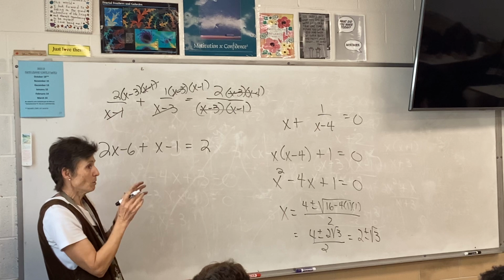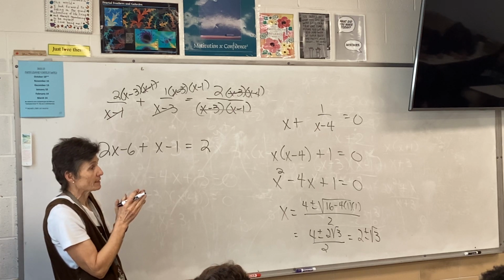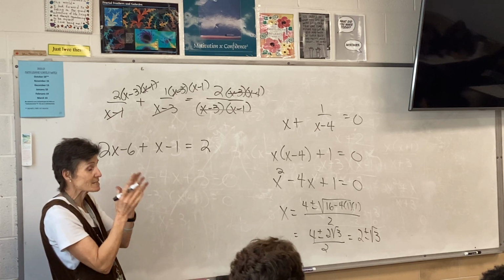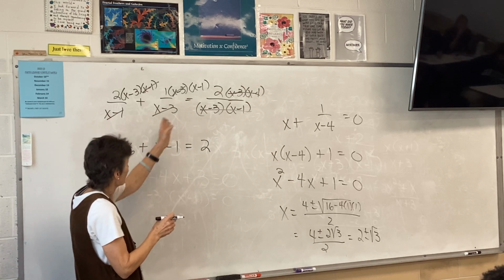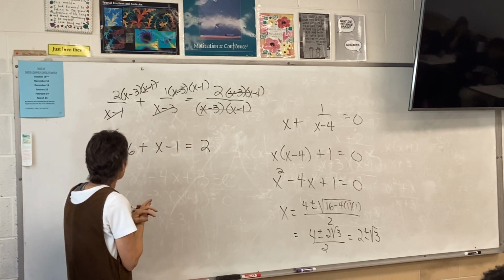But I'm not multiplying each fraction by a different thing. I'm multiplying each fraction by the same thing, it's just different parts of it are canceling out.